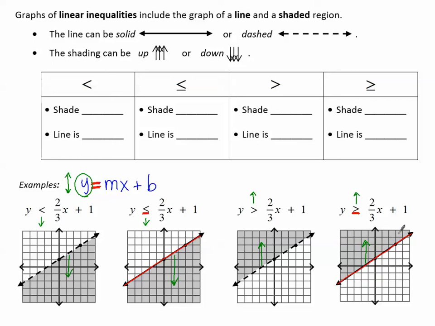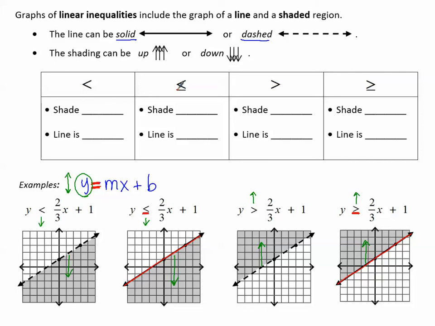So let's fill out this chart and read what we have here just to clarify and take a good note. Graphs of linear inequalities include the graph of a line and a shaded region. The line can be solid or dashed. The shading can be up or down. So remember, how do we know when it's a solid line or a dashed line? It's all about the equals.